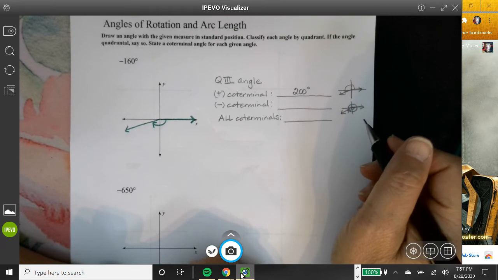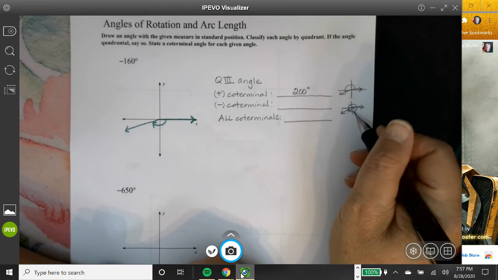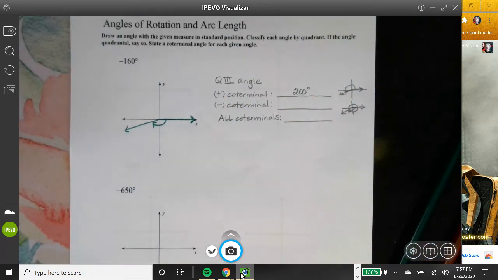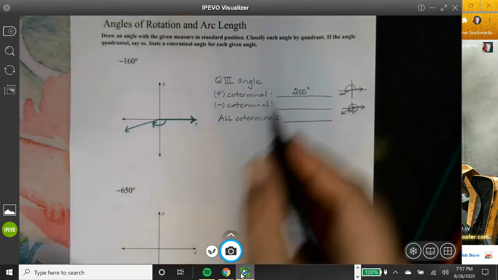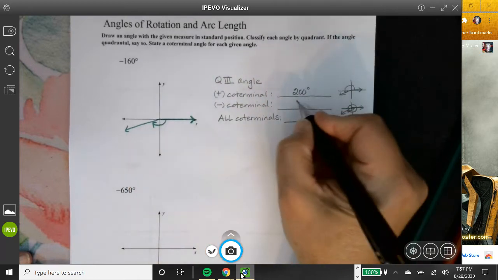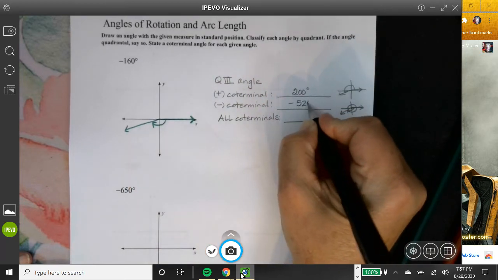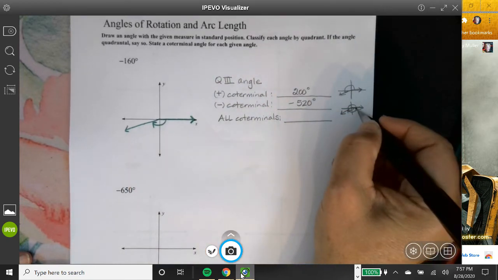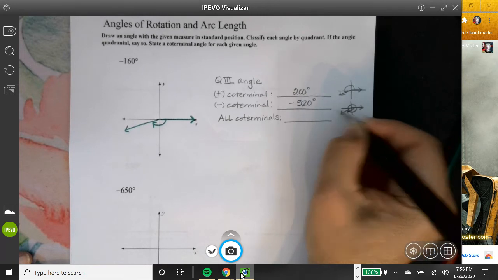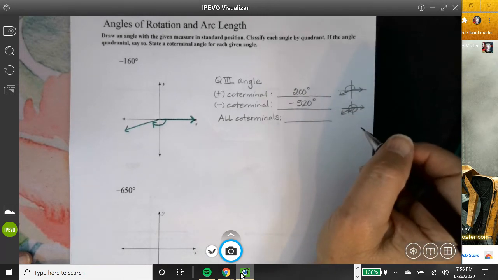Okay, so how do I figure that out? Well, I know that 360 degrees is all the way around. So if I'm going to go all the way around again, I'm going to go negative 160 minus 360, right? Because that's what's going to get me the next go round, and that would be negative 520 degrees. Because I will have gone negative 360 plus 100, negative 160, which gets me at negative 520.